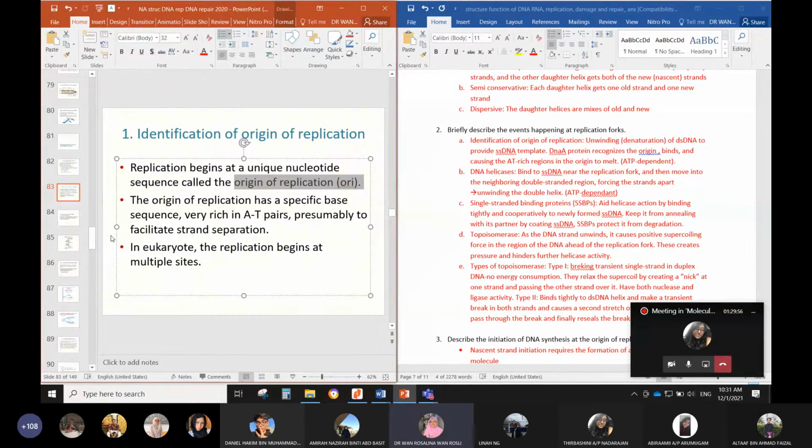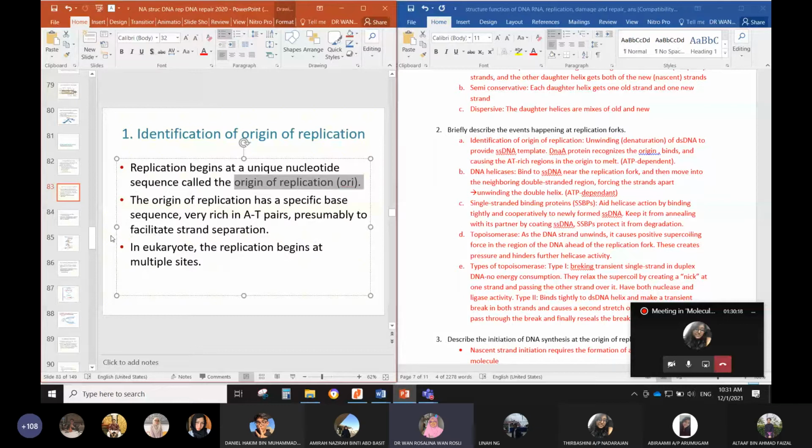Therefore, you have proteins that would bind to these strands to ensure that it does not renew again. So this is the function of the single-stranded binding proteins and also your DNA helicase.